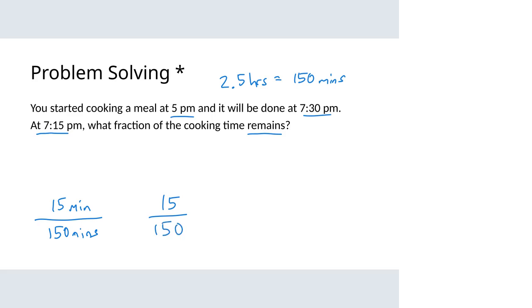You could do this a couple different ways. You might see right away, well, 15 will go into both of those. Sure, it will. So we'll divide numerator and denominator by 15. Get 1 on top, and on the bottom 150 divided by 15 is 10, and 1/10 of the cooking time remains. That's the fraction that remains.